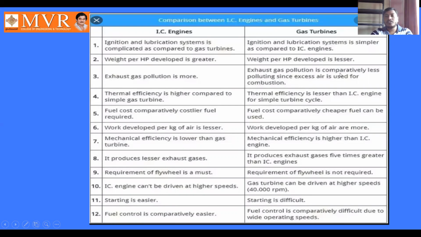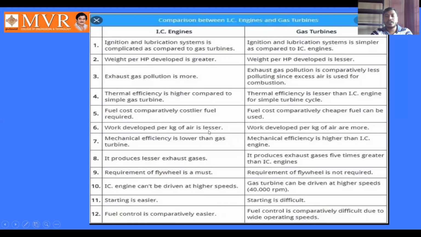See, exhaust gas pollution is comparatively less. Thermal efficiency is higher compared to a simple gas turbine. Thermal efficiency is lesser than an IC engine. Comparatively costlier fuel is required in IC engines. Here, comparatively cheaper fuels can be used in a gas turbine.